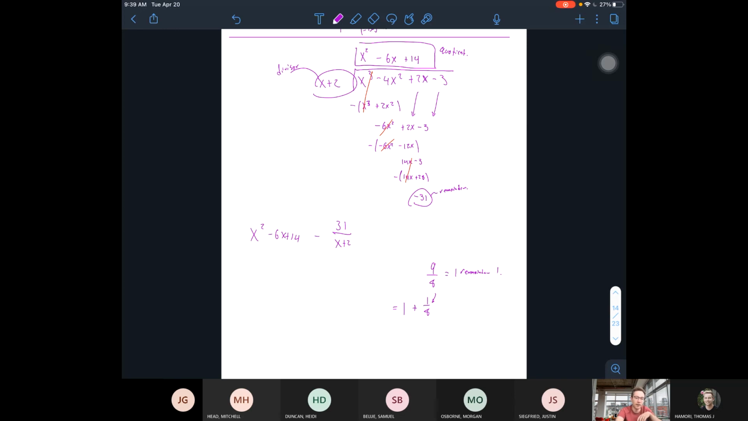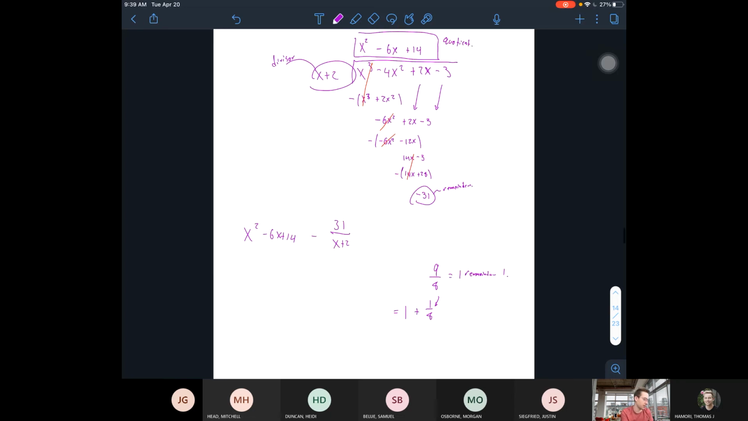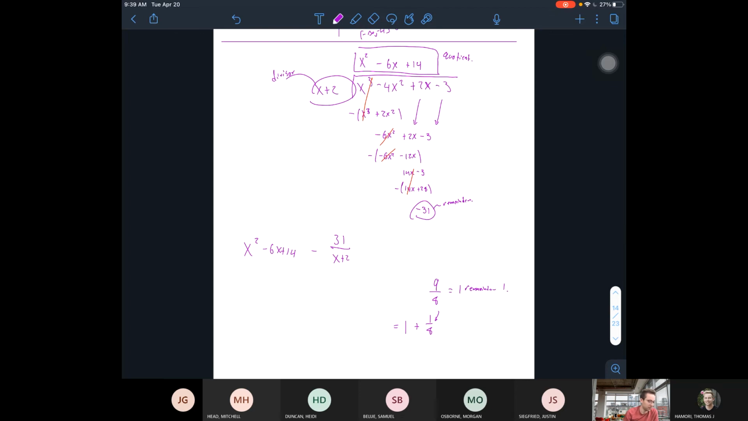Does everyone remember how to do long division perfectly well? Or do you think you're going to need a little bit of practice before you can make sure you have this nailed down on the exam?